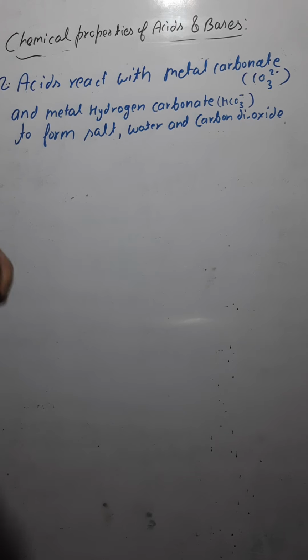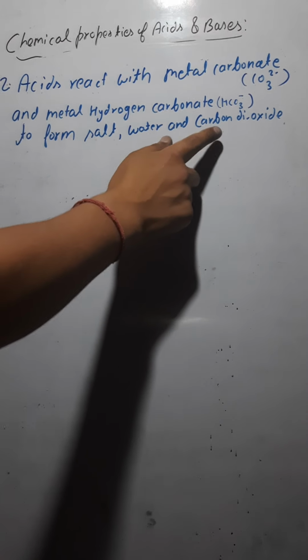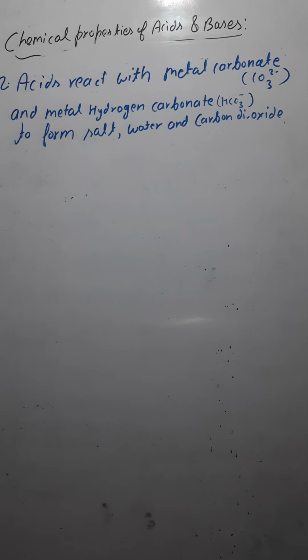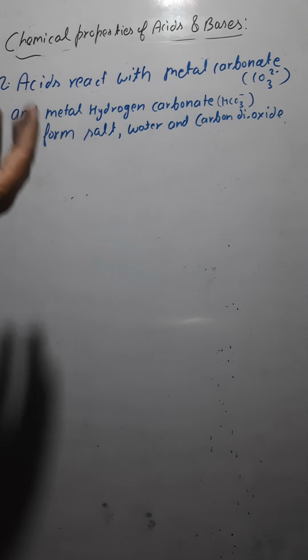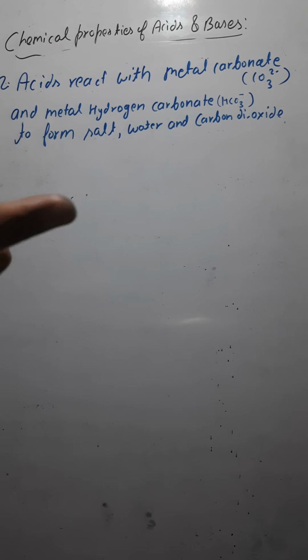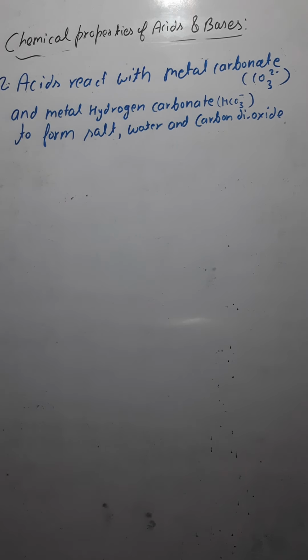Or the question can be asked in this way: which gas is evolved when acid reacts with metal carbonate? So the answer would be, which gas is being evolved here? Carbon dioxide. Getting it or not? And in the previous one, which gas is evolved when acid reacts with metal? Yes, hydrogen gas was evolving there.